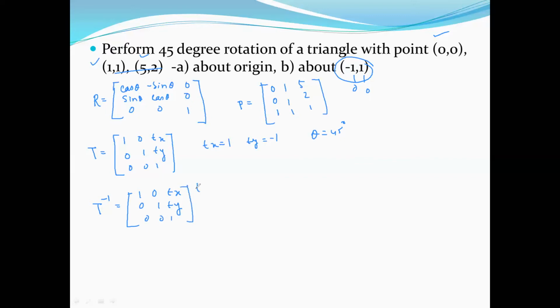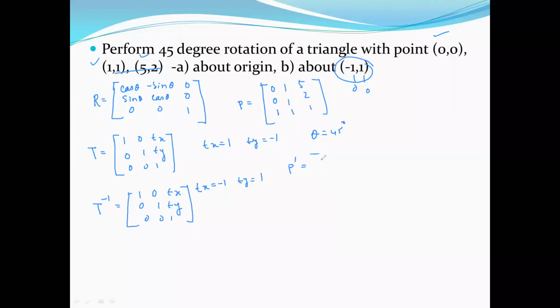But the factor will change. Tx will be -1 and Ty will be +1. Okay, so finally, what should we write? P dash is your final set of points after performing all the operations. So P dash is our final set of points.